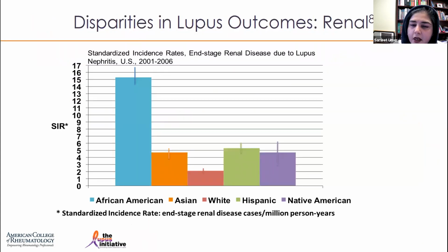This is another graph depicting the disparities in lupus. One of the biggest organ manifestations in lupus is kidney disease, and renal involvement certainly leads to a very bad prognosis in patients who end up on dialysis or have end-stage renal disease. And you can see this graph shows that African Americans tend to have the highest disease burden, renal disease with lupus, compared to the rest of the ethnicities, followed by Hispanics.